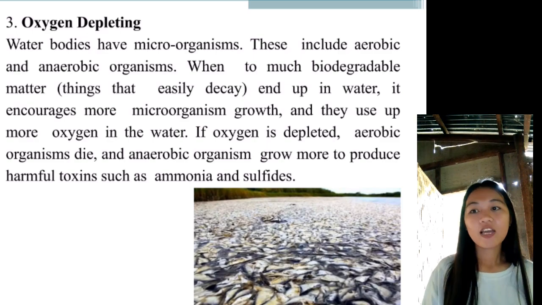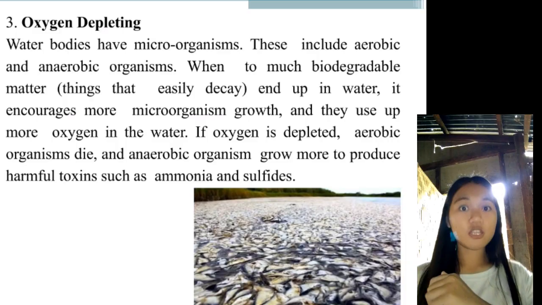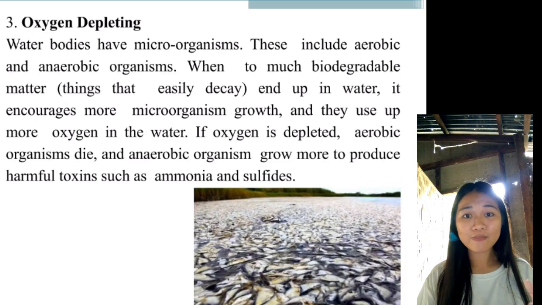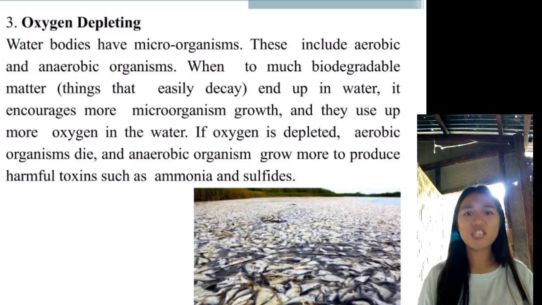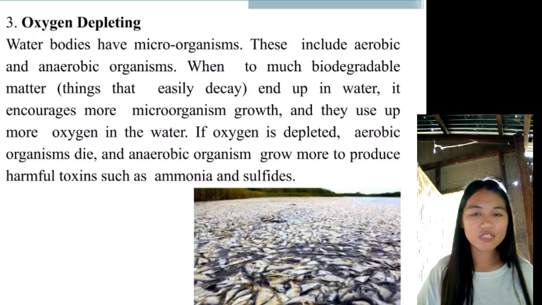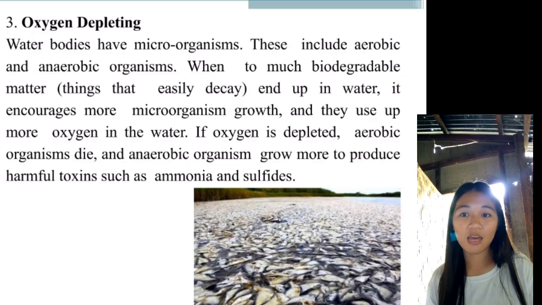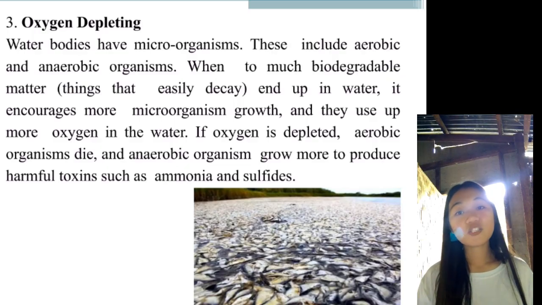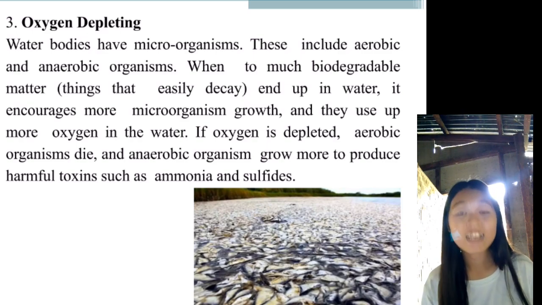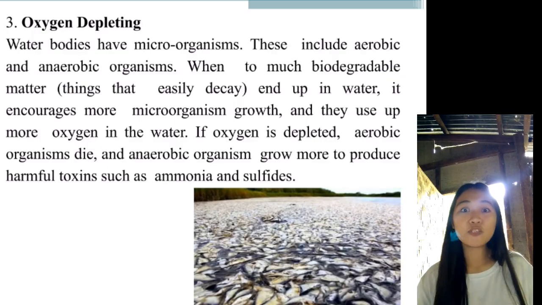Now, if these microorganisms live because of these biodegradable matters, then they start to compete. And this microorganism growth actually uses up more oxygen in that water. So, there is no balance anymore in the usage of oxygen in that body of water. That is why the aerobic organisms die, and the ones that survive are the anaerobic organisms, which actually produce harmful toxins, since there is no oxygen anymore.